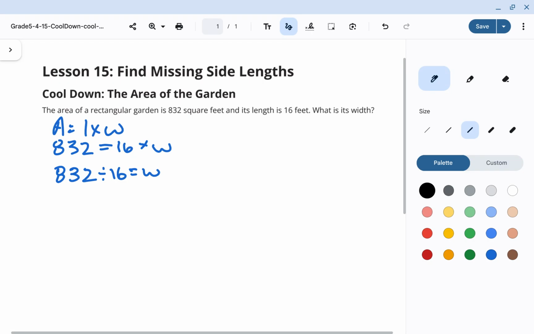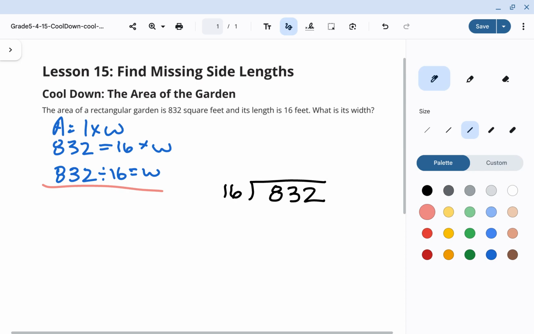Let's utilize our partial quotients to solve this problem as we have been practicing. Inside my division box, I'm going to write my dividend, which is 832. Outside my division box, I'm going to write my divisor, which is 16. Now, I love to write a little running record, and I'm going to do that underneath where I wrote out our ideas behind the area formula.